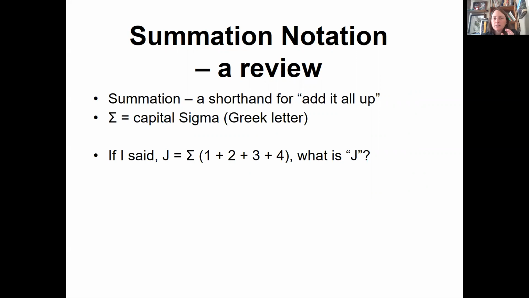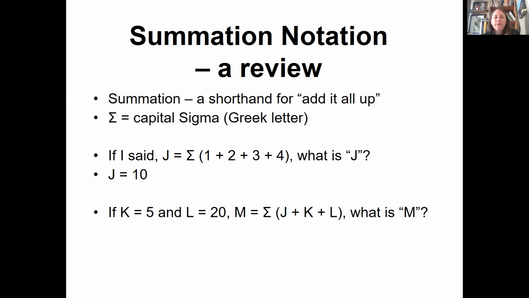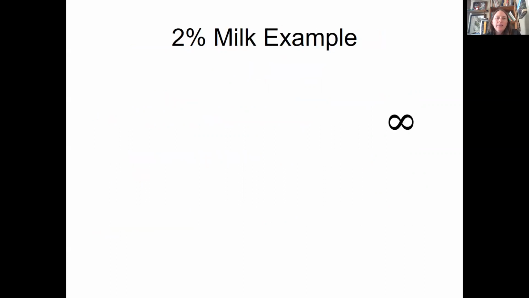So if I said some variable J equals the sum of 1 plus 2 plus 3 plus 4, what would J equal? I'll pause the video, add it all up. Okay, J equals 10. If I then said K equals 5, L equals 20, and M equals the sum of J plus K plus L, pause the video and calculate what is M. All right, M should be 35. And oops, there's a little infinity symbol there. I'm going to get to it in a minute.